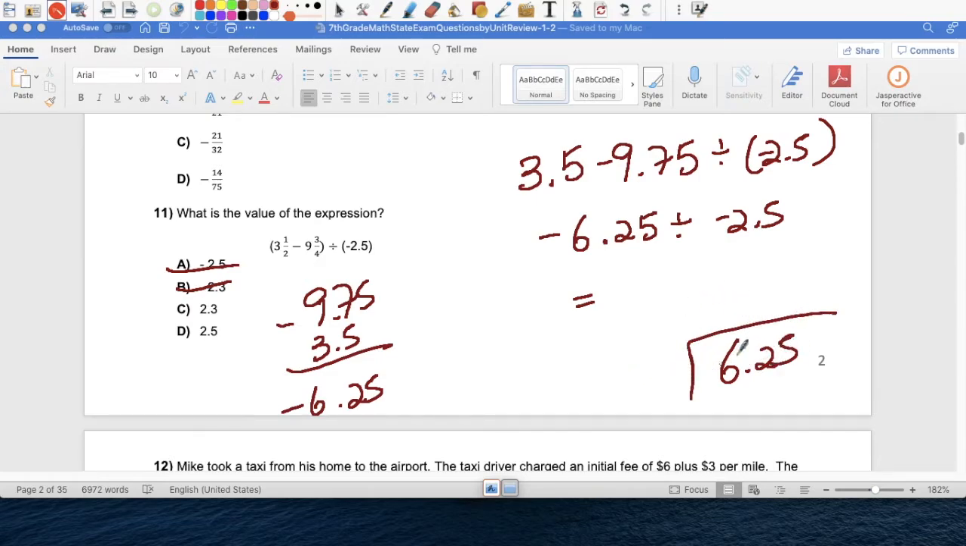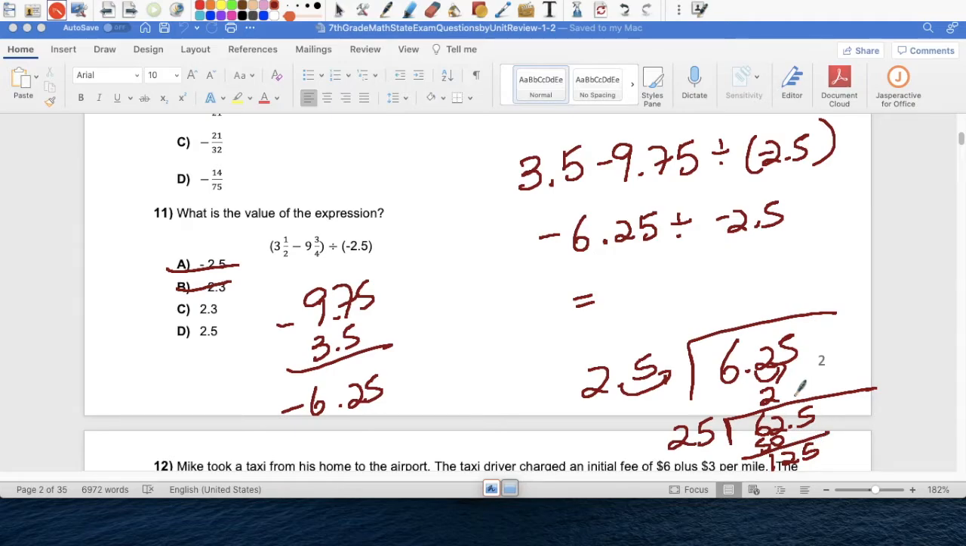Well, 625 divided by 2.5. This becomes 25, sorry. We're moving the decimal 1 over, move this decimal 1 over, so that becomes 62.5 divided by 25. That's 2, that's 50. 12 comes down, 5 comes down, and 25 goes to 125 6 times. And the final answer, oh, sorry, it's not 6, it's 5. The final answer is D.